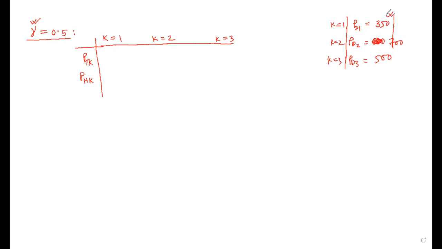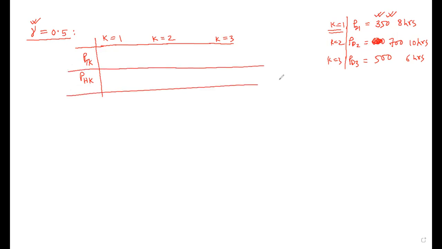In this first stage, how many hours? 8 hours. For 700 megawatt, how many hours? 10 hours. The third stage is 6 hours. That gives you the 24 hours of distribution. Now for K equals 1, my load PD is 350, so I calculate my PTK and PHK.